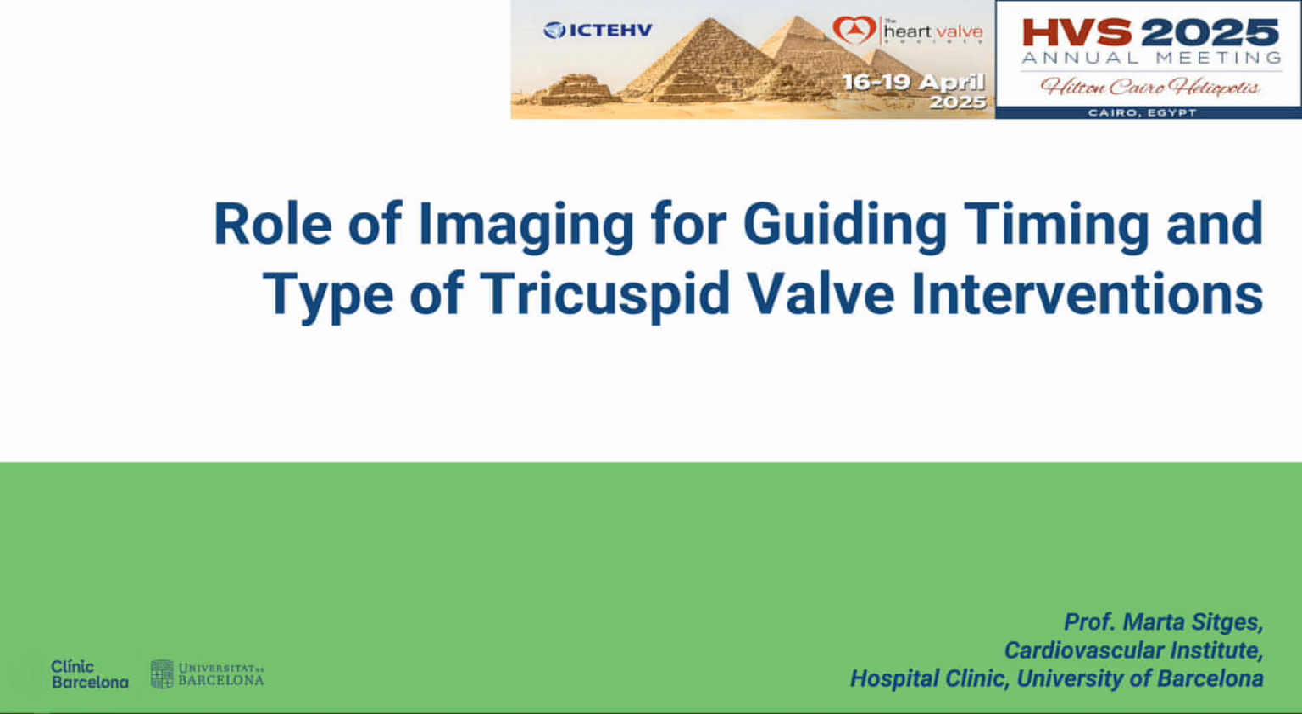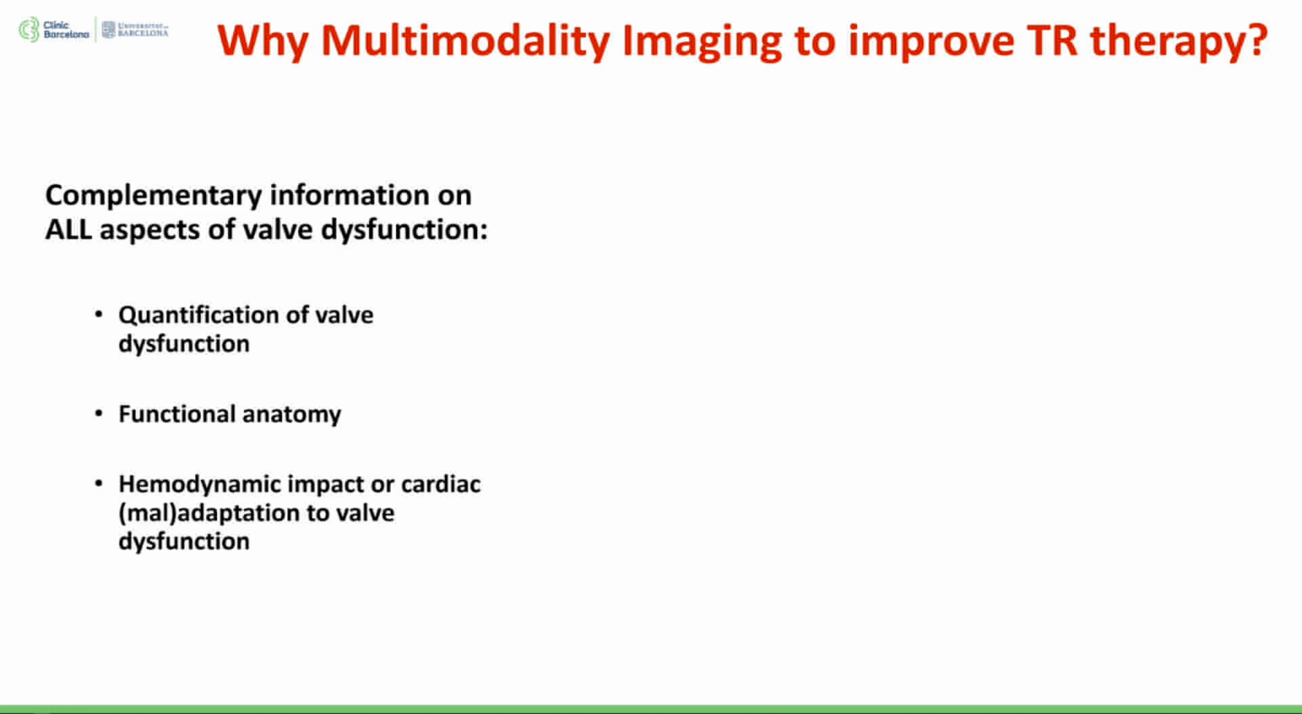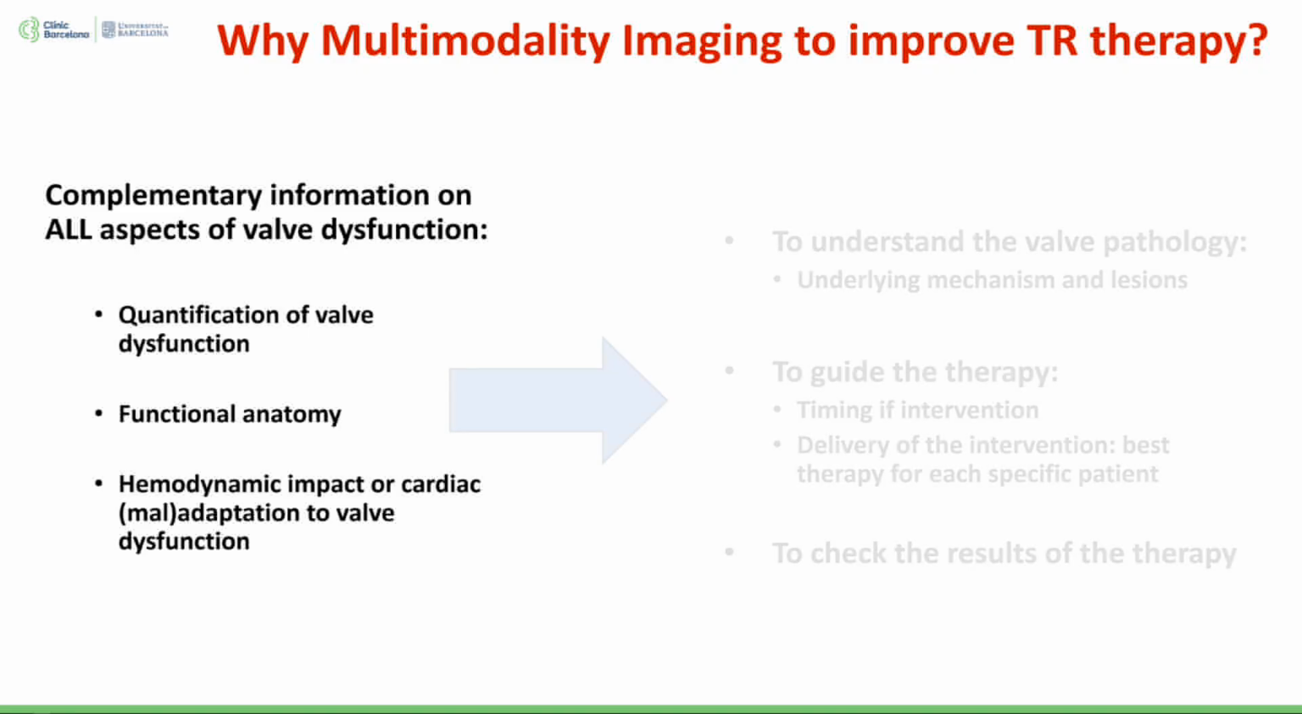Okay, so the question is why we need imaging to improve tricuspid regurgitation therapy, and why this imaging has to be multimodality. Mainly because it provides, as in all heart valve disease, complementary information on all the aspects of valve dysfunction: quantification of the disease, the functional anatomy of the valve, which is essential to understand, and the hemodynamic impact of this valve dysfunction.